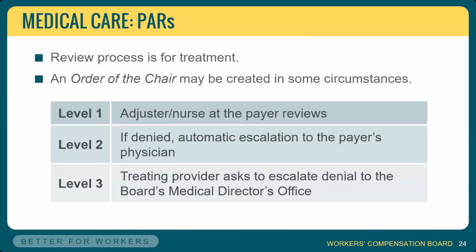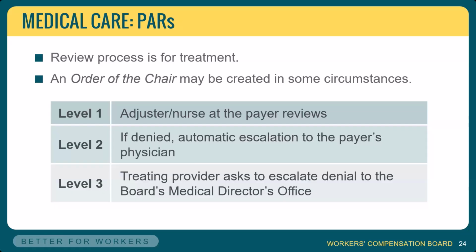The PAR request comes in, and for level 1, an adjuster or almost certainly a nurse at the payer is going to review it. And that almost certainly nurse is going to say approved, go get your treatment, or denied. If the level 1 says denied, the request is now automatically, no one needs to do anything, automatically escalated to a physician at the payer. And so that physician very possibly might approve.